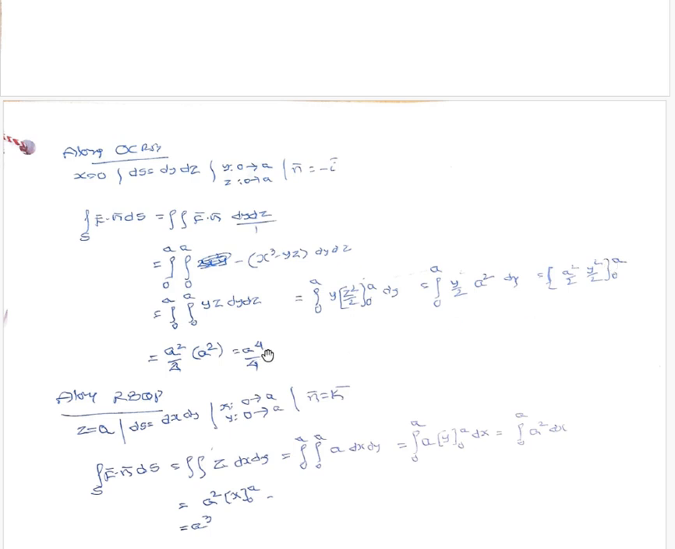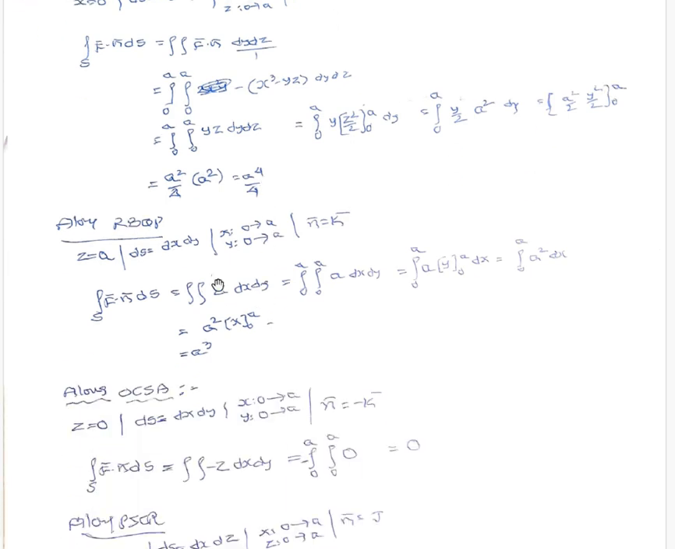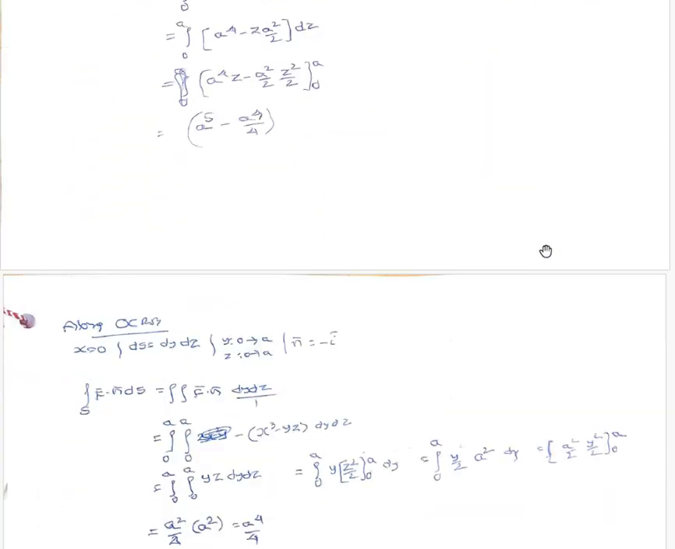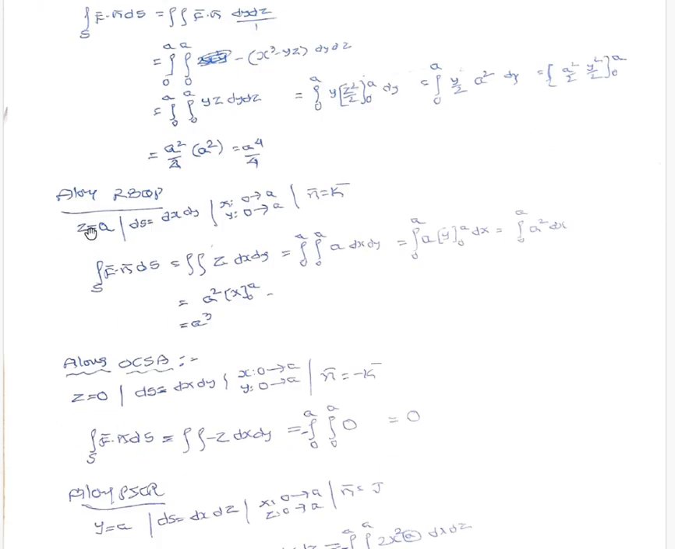If you simplify, you will get a power 4 by 4. Similarly, along RBQP, RBQP is nothing but the plane parallel to the xy plane. The xy plane is z is equal to 0. This plane equation is z is equal to a.